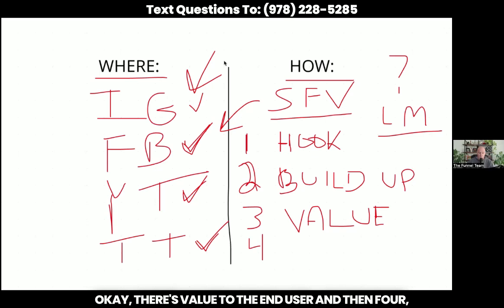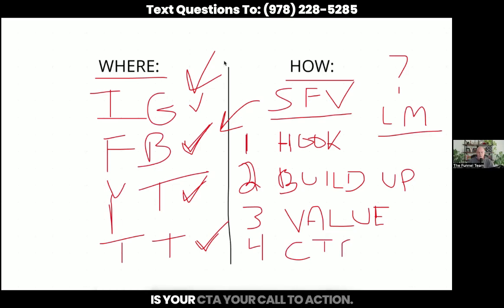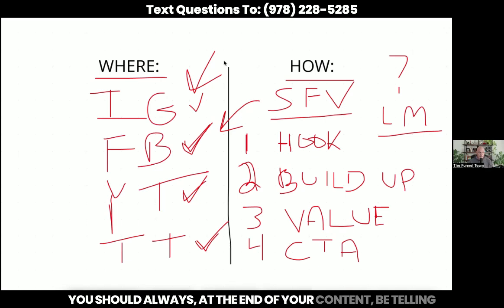And then 4, this might seem really basic, but again, a lot of people will skip this part or not do it correctly, is your CTA, your call to action. Okay? So every single video, every single short form piece of content, every single thing that you put out there, even if it's just a normal Facebook post and it's written copy, or if it's a video, should always have a CTA. You should always, at the end of your content, be telling people what to do, where to go, what to click, how to get the information that you are sharing with them.